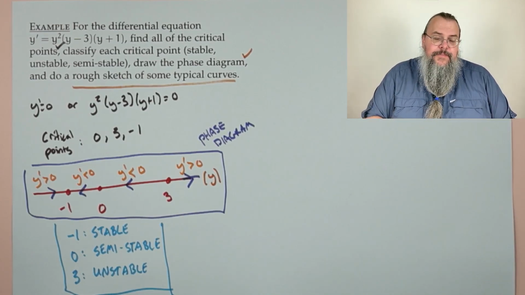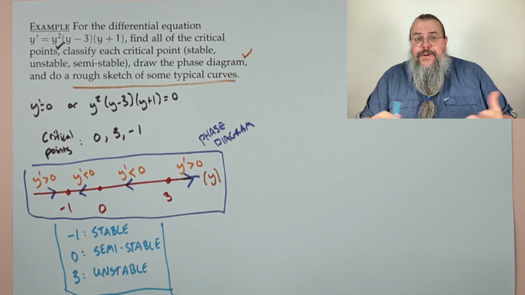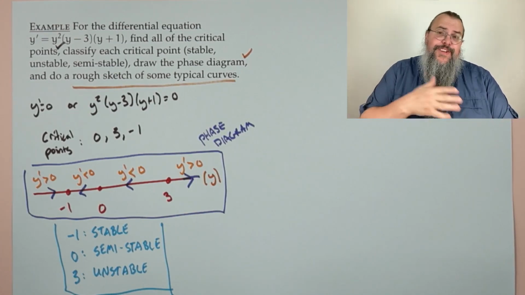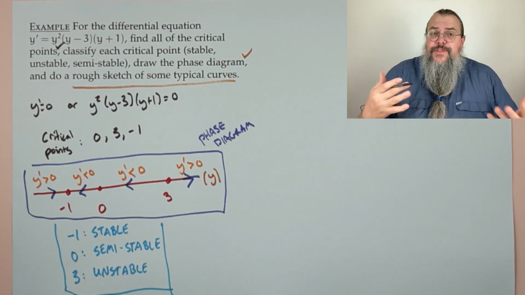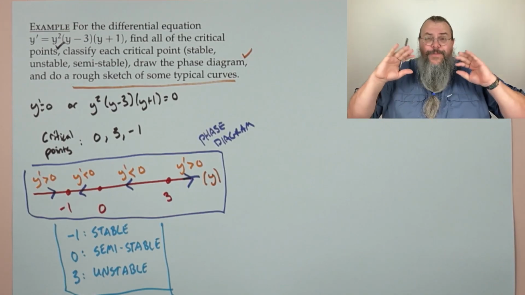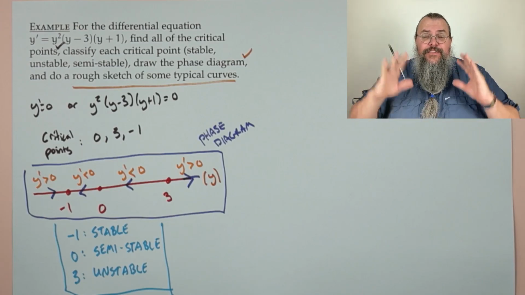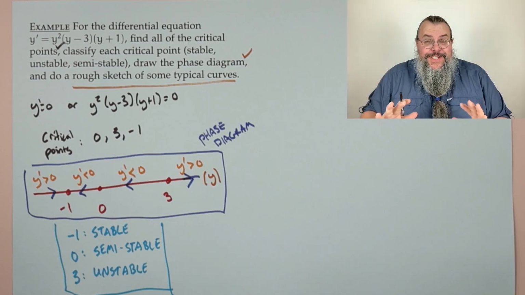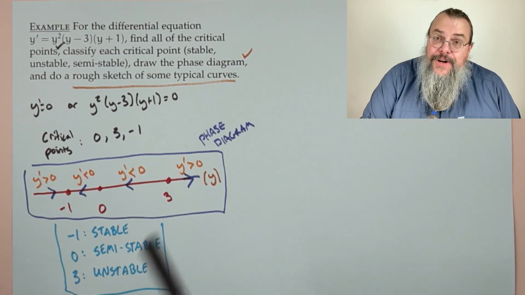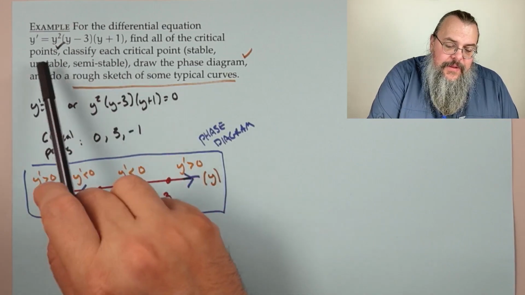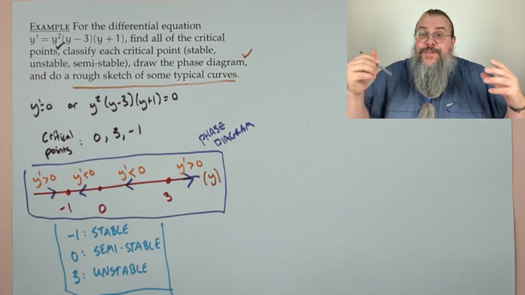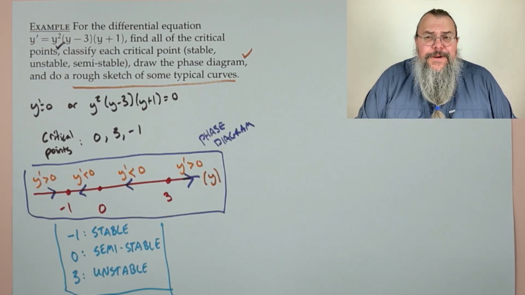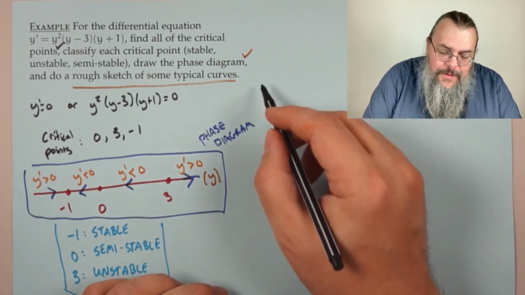These problems are nice. Now, the last part. Do a rough sketch of some typical curves. Now, when it talks about typical curves here, we're saying draw solutions. Now, we don't have it explicitly solved. We could, if we were patient and we really wanted to, make progress into getting an implicit solution, and we could do partial fractions. But tonight, I'm not very partial to that. So we won't do that.